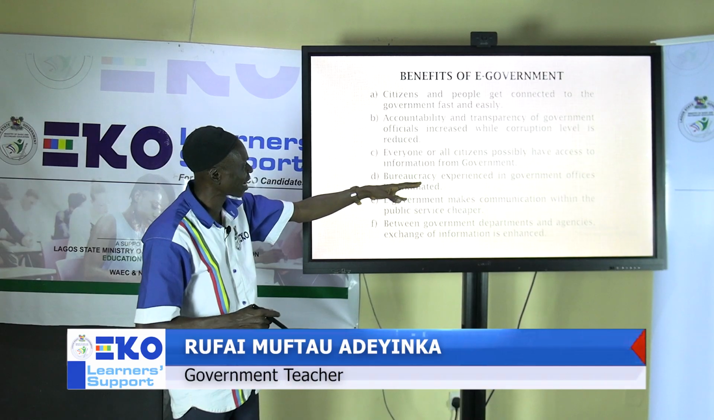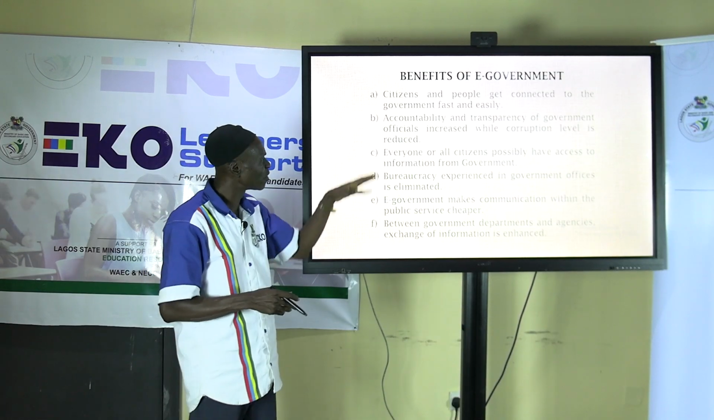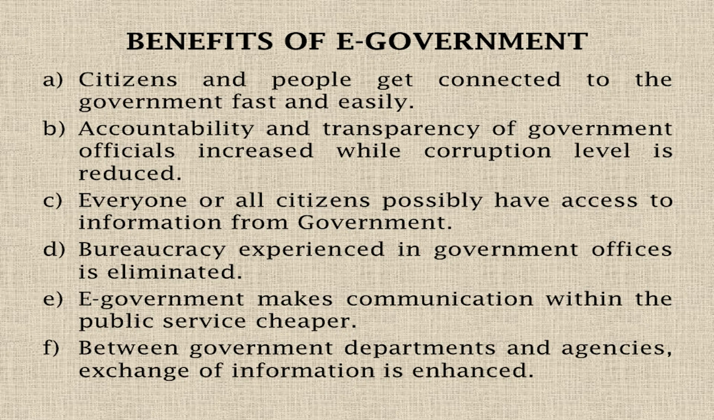Everyone or all citizens possibly will have access to information from government. Bureaucracy experienced in government services or offices is almost eliminated, reduced, if not eliminated completely.